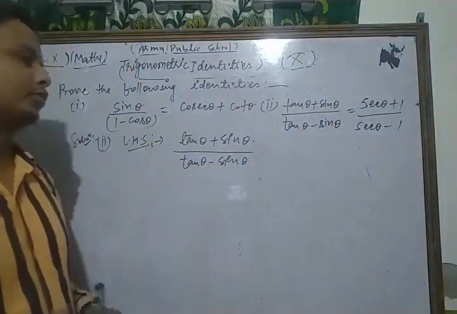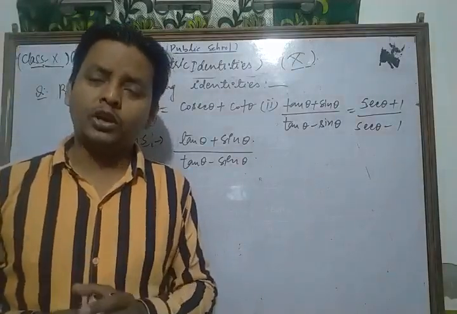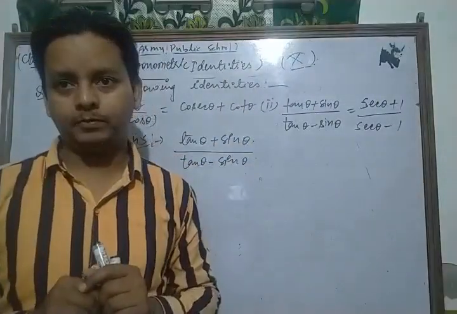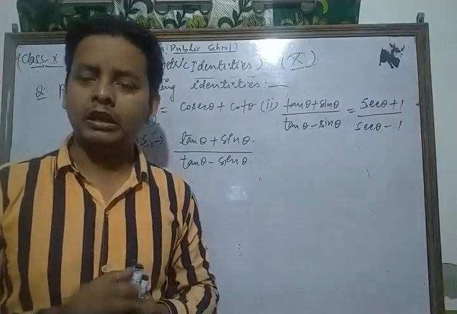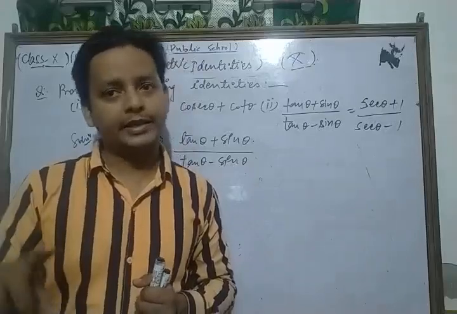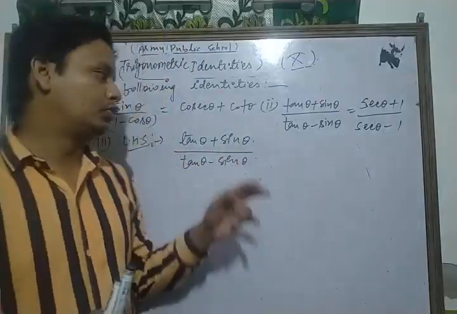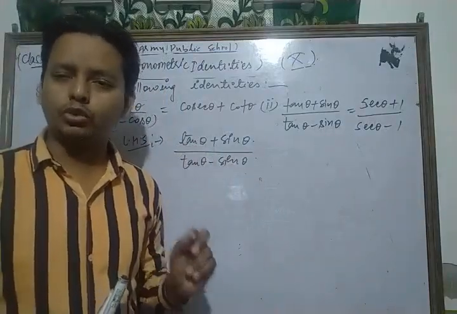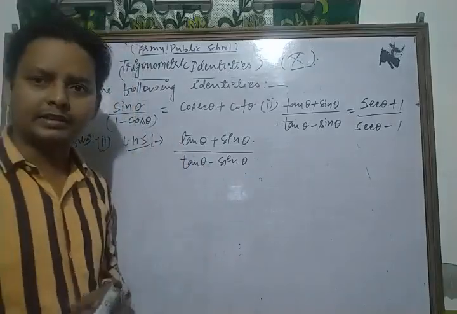In this type of question, dear students, first of all, you convert all the trigonometric ratios into the form of sine and cosine. This is a very important key to solve this type of question. Sine is already in the form of sine and cosine, so we just convert tan into sine and cosine. You know that tan theta is equal to sin theta upon cos theta. So here we use that identity.